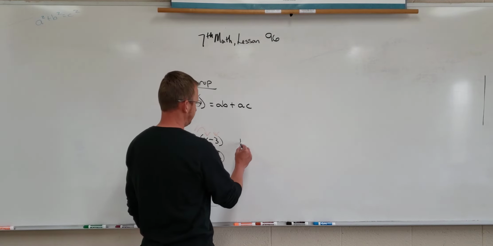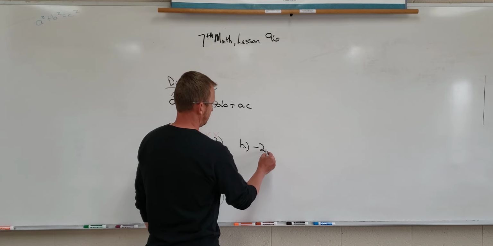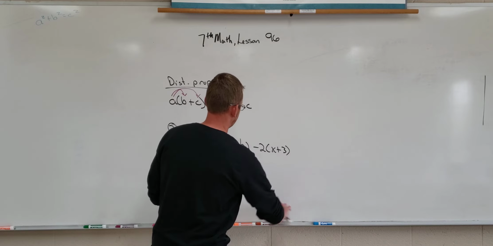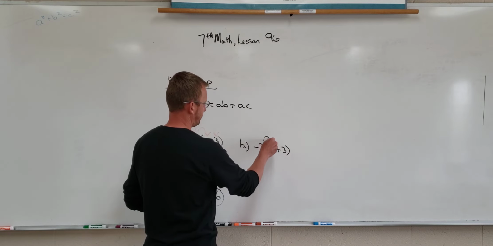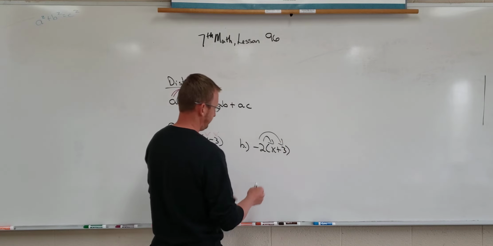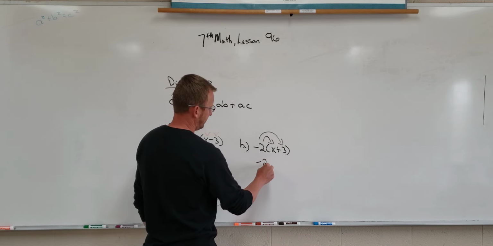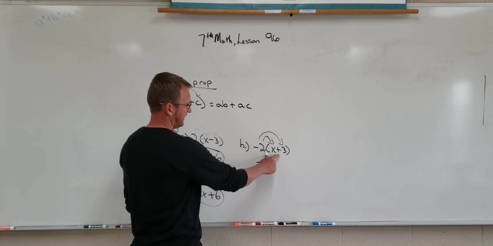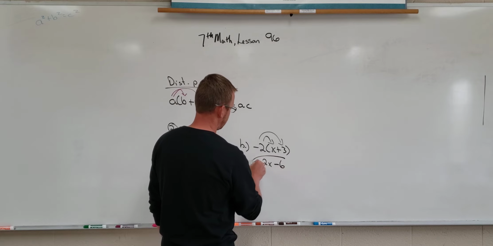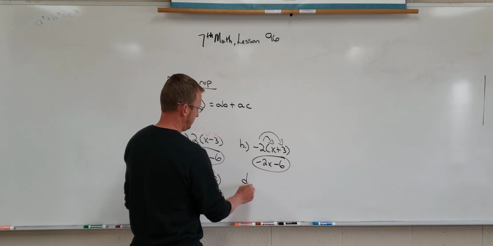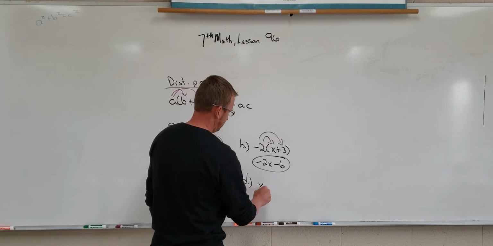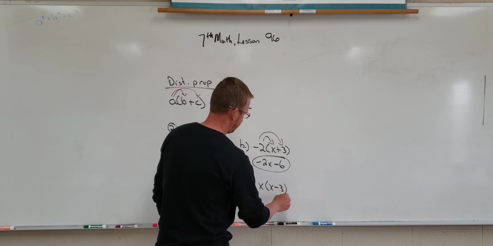Now let's go to B. Again, same concept, distributing the negative 2 throughout: negative 2x, negative times a positive, negative. 2 times 3, 6. And then example D on this one, x times x minus 3.